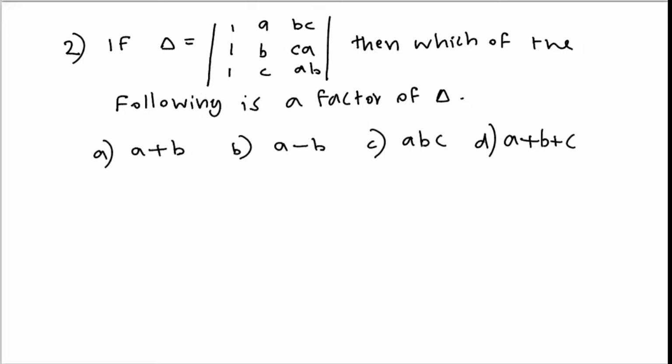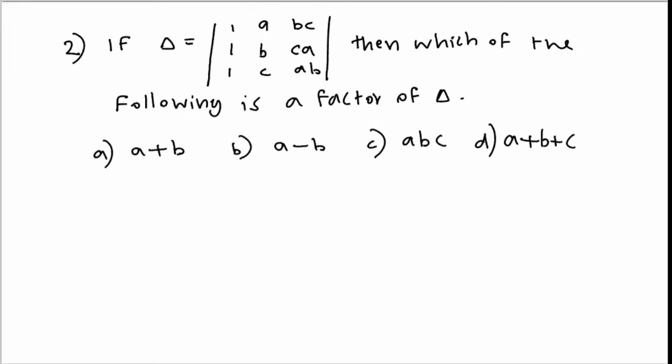So the second question is, if the determinant is given as this, then which of the following is a factor of the determinant? That's the question. So in this we need to find a factor of the determinant. Let's say the options are C, A plus B, A minus B, ABC, and A plus B plus C.